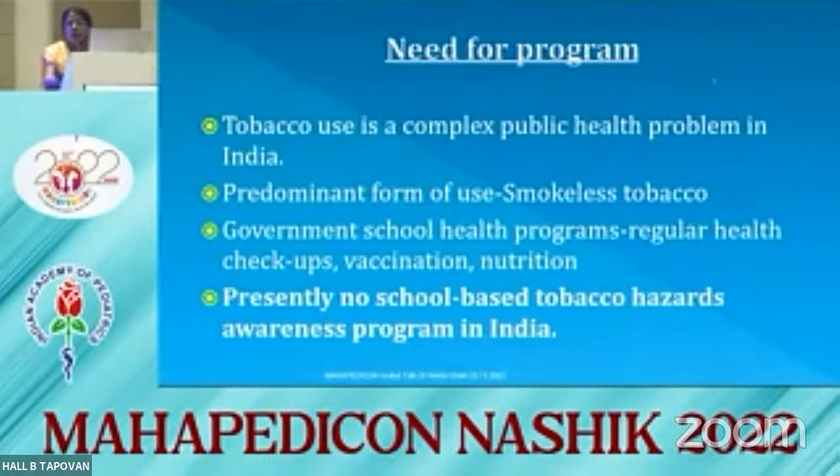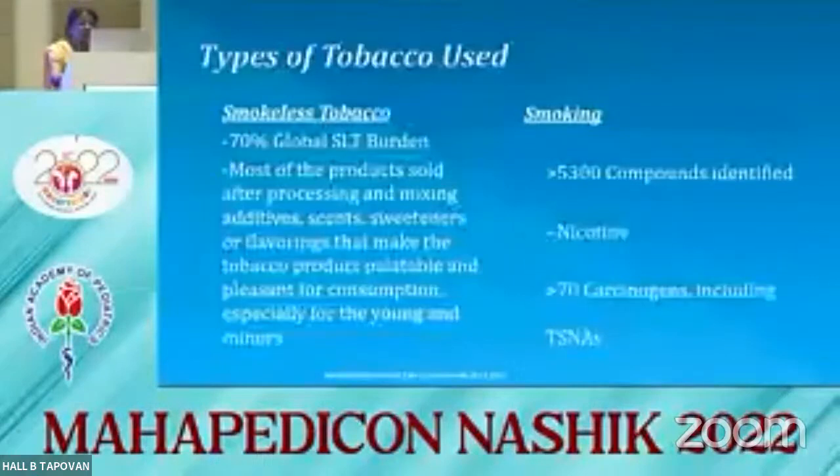In India, tobacco use is a very complex problem. Many times, if anyone uses mishri or uses a tobacco-containing pan, no one feels it's odd. The predominant form of use is smokeless tobacco. There is a lot of societal acceptance towards it, and people are not aware that it is harmful, and children see this and again start this habit. Most of the government school health checkups have regular health checkups, vaccination, nutrition, but there is no school-based tobacco hazards awareness program considering the Indian scenario.